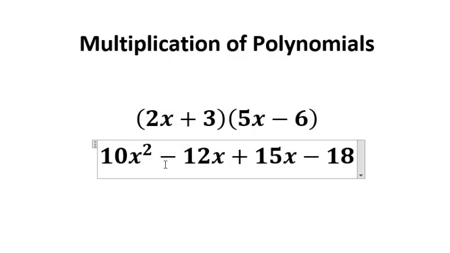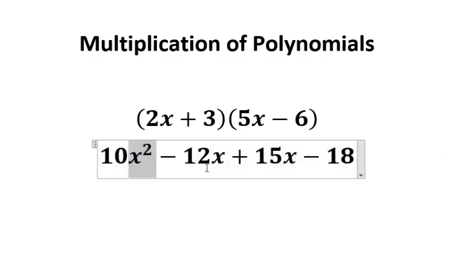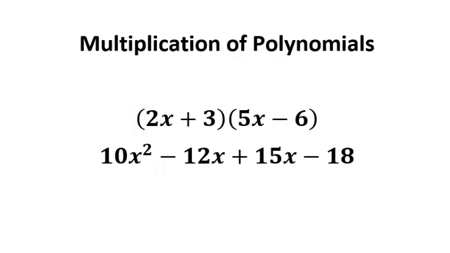Now what I have to do is simplify like terms. Not always do you need to simplify like terms, but you always need to check. Like x squared: there's only one x squared, so that's it. Okay, x: there are two terms in here, minus 12x and positive 15x. They both have x, so I'm going to have to simplify them. And negative 18 is just a number, and there's no other term that is just a number. So I'm going to simplify these two terms. I'm going to operate them.